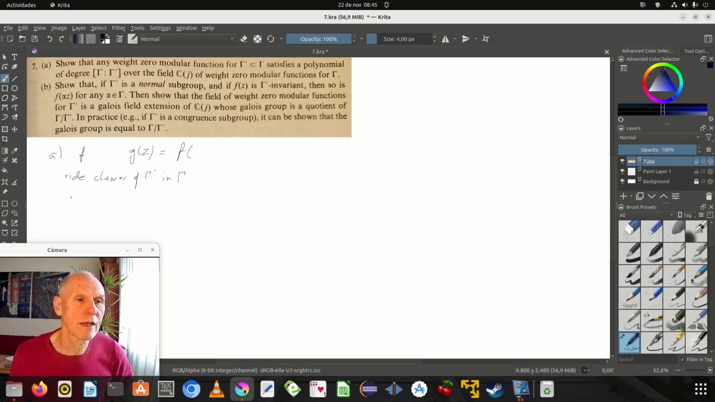And the number of side classes equals the index of gamma mark in gamma, and since it's a modular subgroup, it doesn't say that, we assume that, then it has finite index, and let's call that n, gamma 1 to gamma n. One of them, let's say the first being the identity, of course.